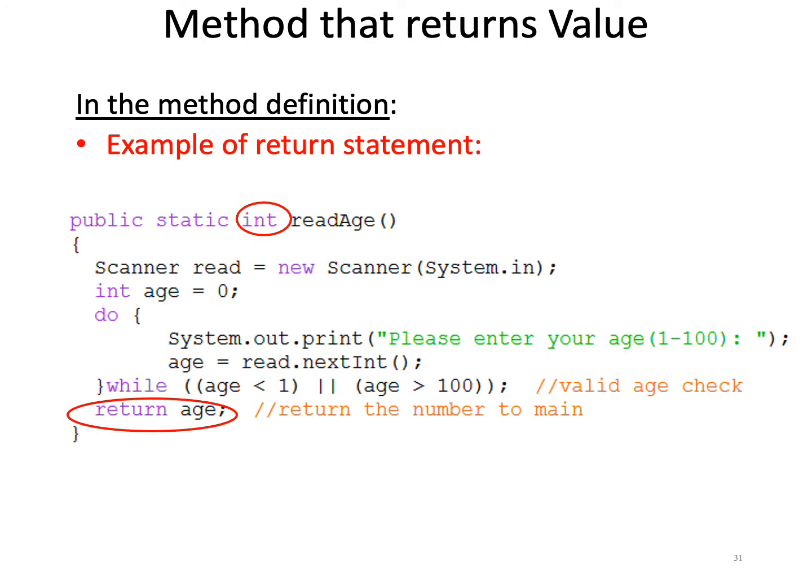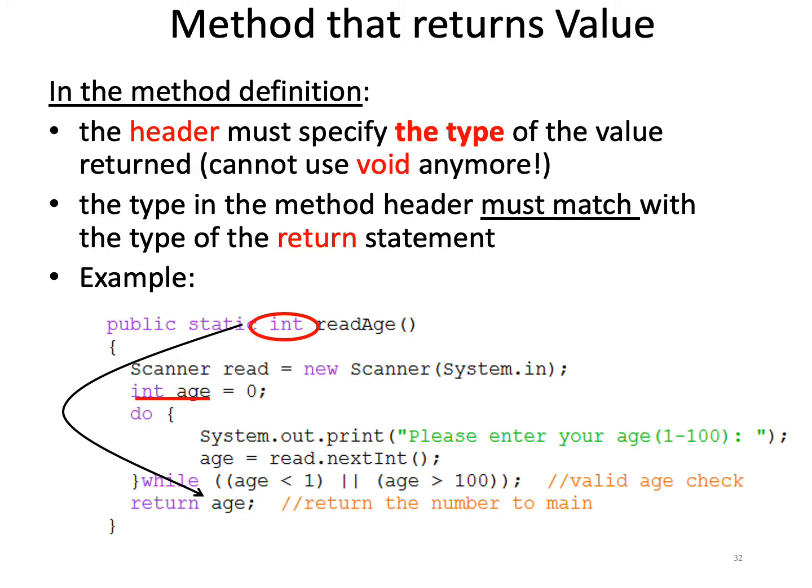Let's look at this example. For a method that returns a value, in the header we need to write the return type. It can be int, double, char, boolean, and any other type. It is no longer void. Void means no return type. Here we have public static int readAge, so the return type is int. At the last line within this method, we have to write return and a value of type int. It can be any value. The type in the method header must match the type of the return statement.